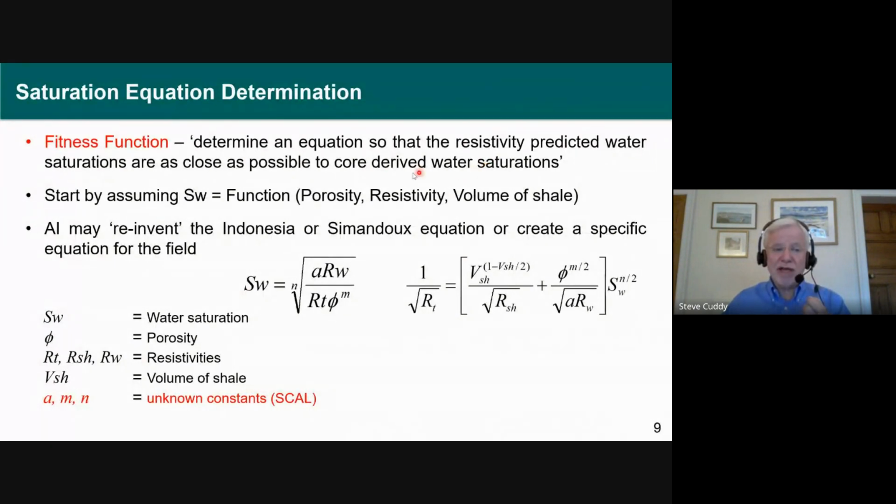Now we start off by saying you can assume some things. We're saying the water saturation is a function of porosity, resistivity, and the volume of shale. And that's all. Then it goes away and it reinvents an equation. It might reinvent the Archie equation or the Indonesia equation shown on the right here. You'll be getting these slides after the talk, so you don't have to take copious notes, and I'll give you some links to the papers, so you don't need to worry about all these constants at this time. But what we're trying to do, we're letting the AI go away and invent an equation to relate resistivity to water saturation.